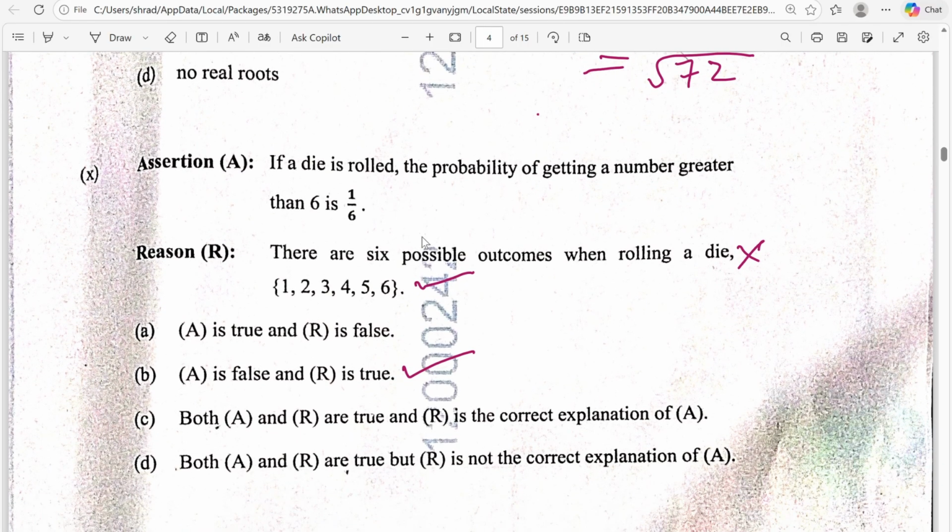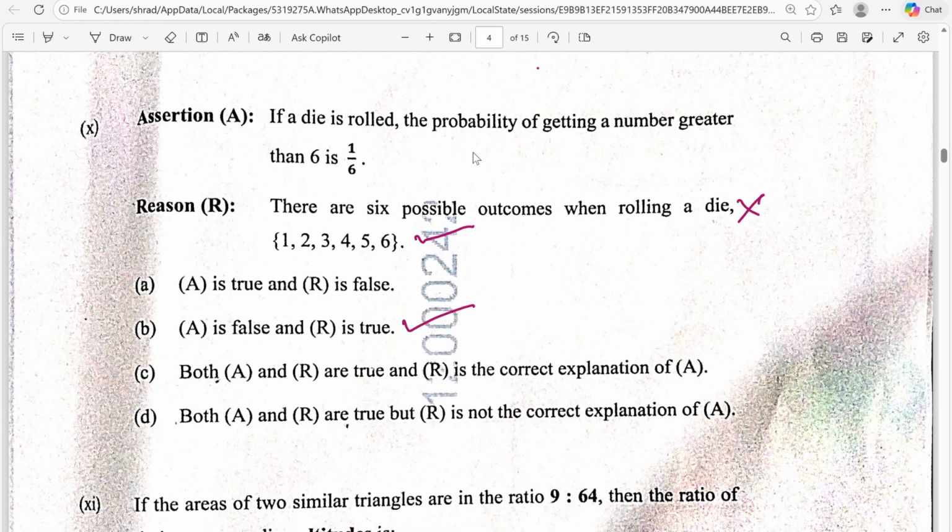Next one, assertion and reason. If a die is rolled, the probability of getting a number greater than 6 is 1 by 6. Greater than 6, there is no number greater than 6, so the probability is 0, and there are 6 possible outcomes. The reason is correct, but the assertion is false. So A is false and R is true.